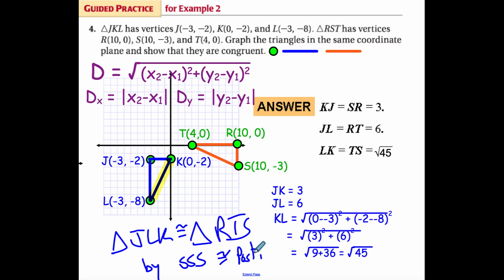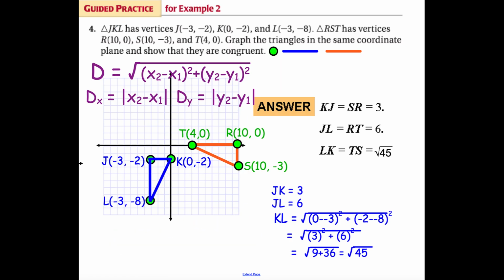All right? These are longer problems because they require a little algebra, but don't be intimidated by them. They're not as bad as you think. You really just have to be organized. Make a list of your sides and then find the distances and you'll be good.